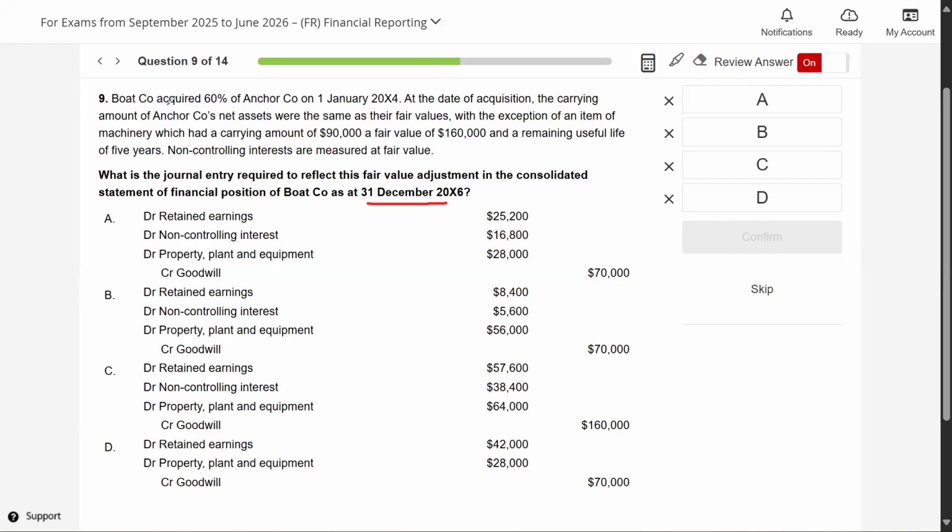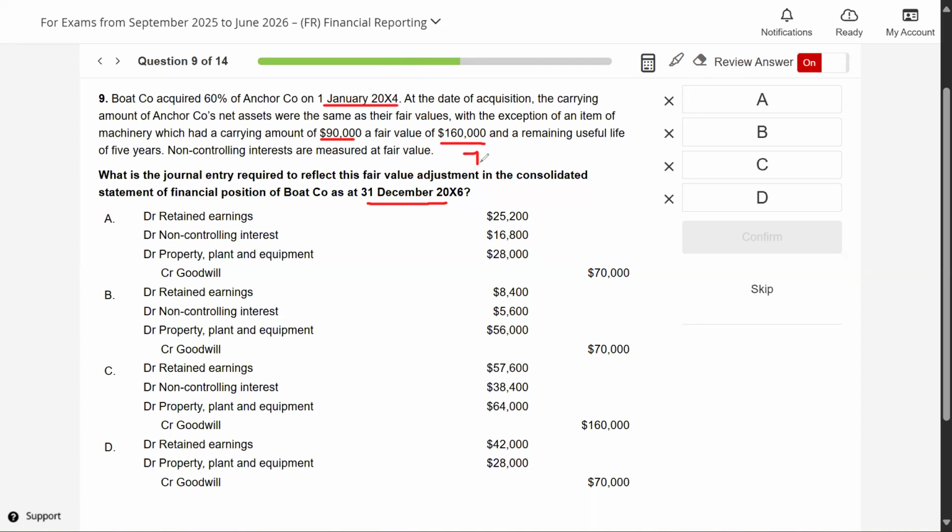And BOTCO acquired 60% of Anchor Co on 1st of January 20x4. Now, how many years are involved here? Year 20x4, year 20x5, and year 20x6. So 3 years are involved here. Okay, year x4, x5, and x6. At the date of acquisition, the carrying amount of Anchor's net assets were the same as their fair values, with the exception of an item of machinery which had a carrying amount of 90,000 and a fair value of 160,000, which means that there was a difference of 70,000. The fair value adjustment is 70,000.